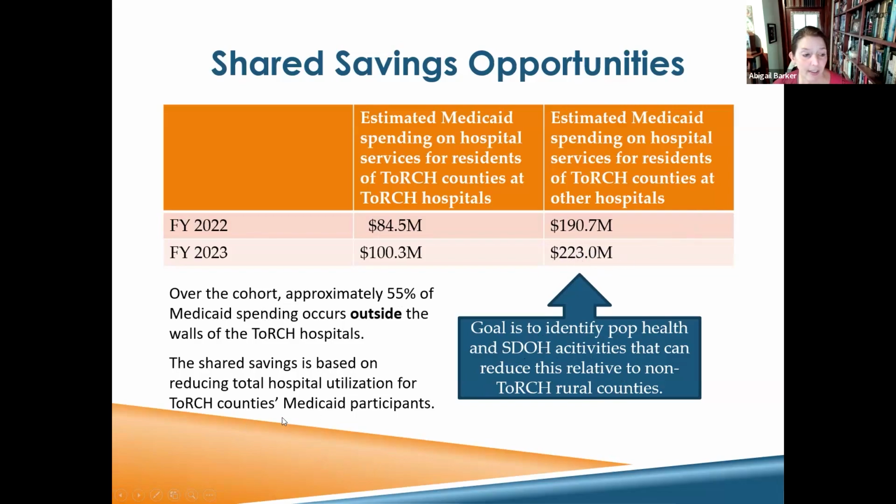And so the shared savings is based on reducing total hospital utilization for the ToRCH county's Medicaid participants. So it's the total, not so much what happens here.